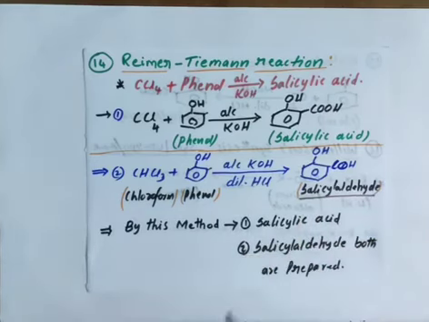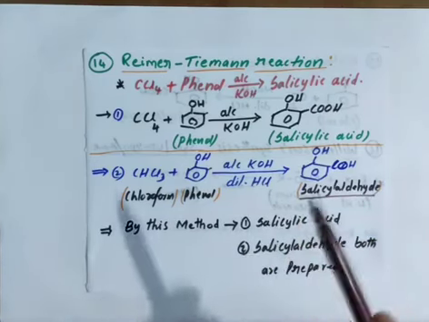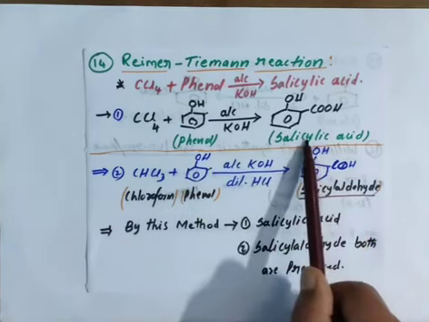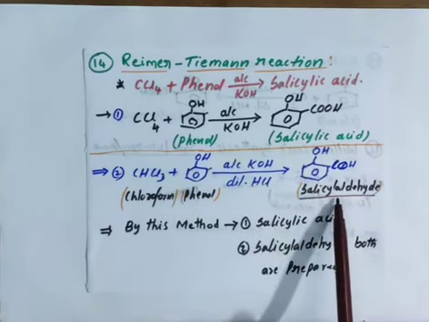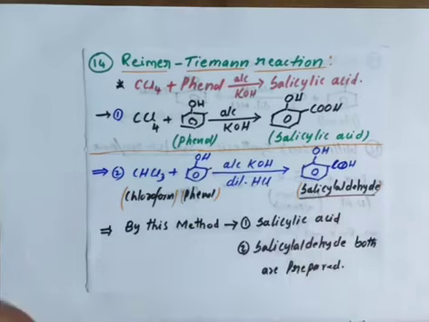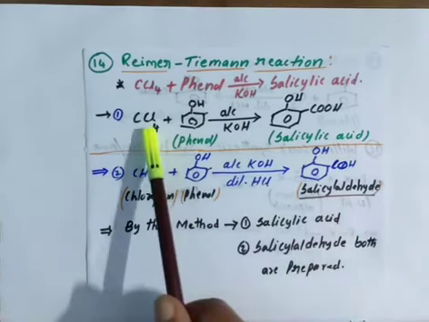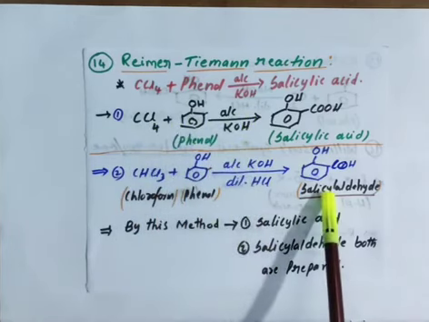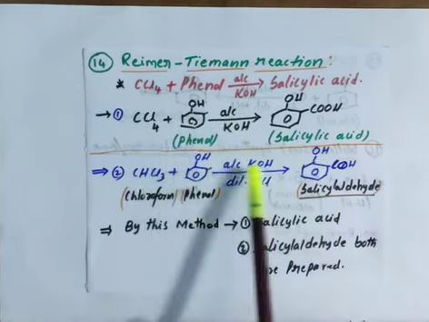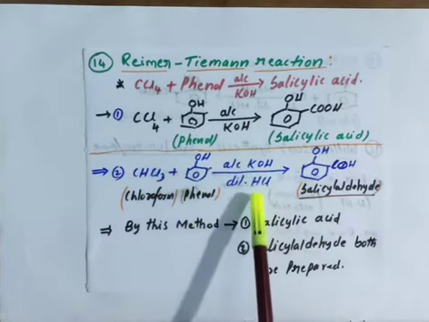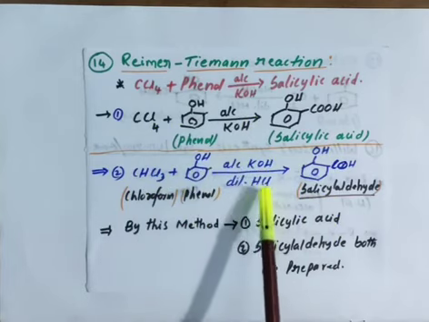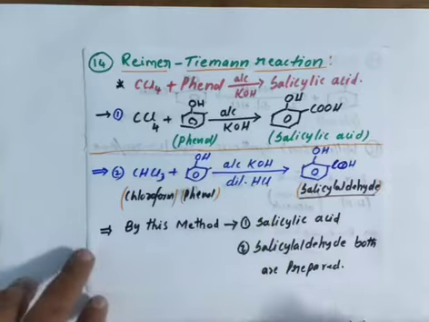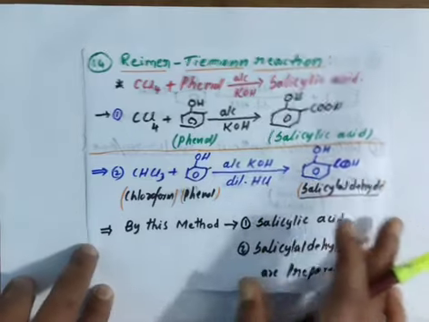So by Reimer-Tiemann reaction, we can prepare salicylic acid as well as salicylaldehyde. Both you have to remember. To prepare salicylic acid, we need carbon tetrachloride in the presence of alcoholic KOH. To prepare salicylaldehyde, we need chloroform in the presence of alcoholic KOH and dilute HCl. This is acid medium. That is Reimer-Tiemann reaction.